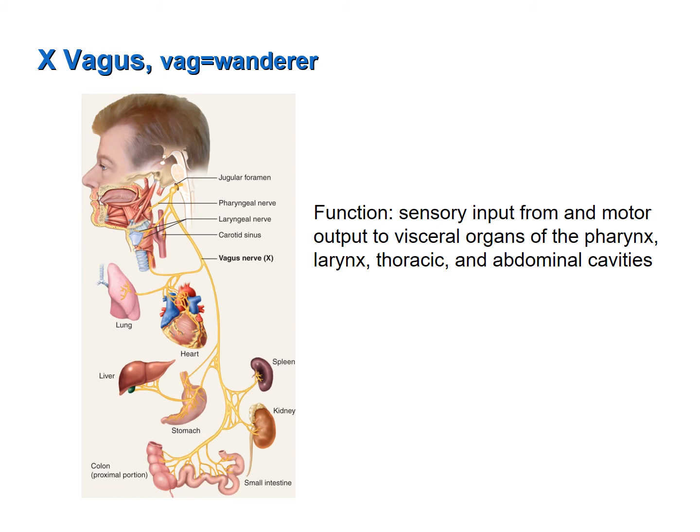The vagus nerve provides sensory input from and motor output to all of the visceral organs of the pharynx, the larynx, the thoracic, and abdominal cavities. Notice it does not control the organs of the pelvic cavity. The vagus nerve is a mixed nerve.